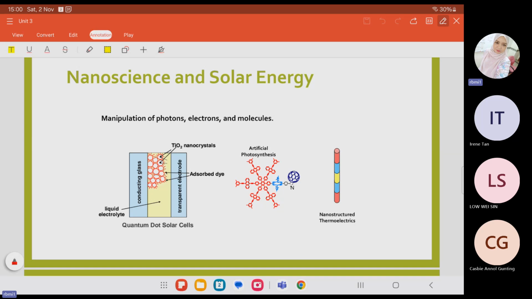The quantum dot solar cell is a solar cell design that uses quantum dots as the absorbing photovoltaic material in the PV for solar energy harnessing. This one involves using a liquid process to put billions of nanocrystals. We also have artificial photosynthesis here, and nanostructured thermoelectrics from nanoscience energy.